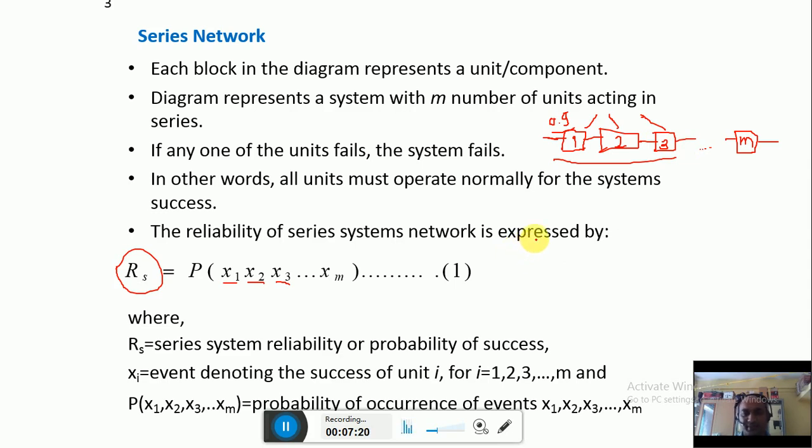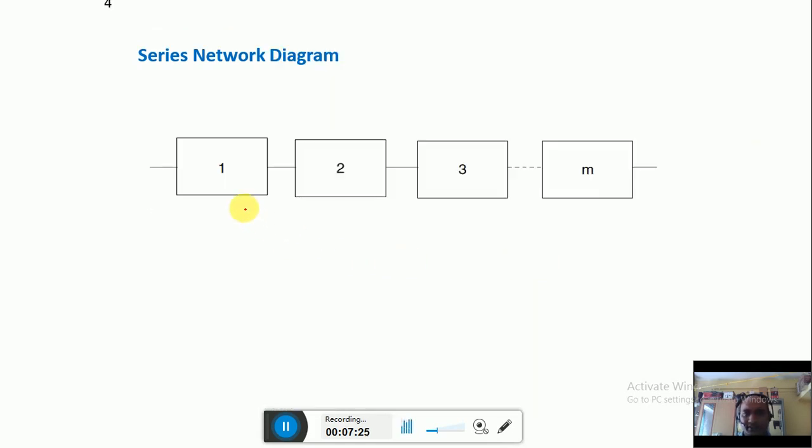Okay, this is very simple. We are going to solve one problem also so that you will understand it better. So you can see here the reliability of the first component, second component, third component, up to the mth component. These are connected in series, so this is the network. Then Rs will be equal to R1, or P1 also, no problem, into R2 into R3 and so on, into Rm. So all the reliabilities will be directly multiplied.